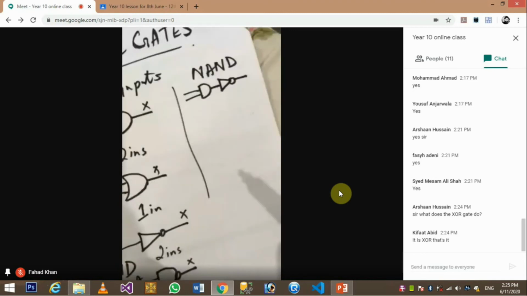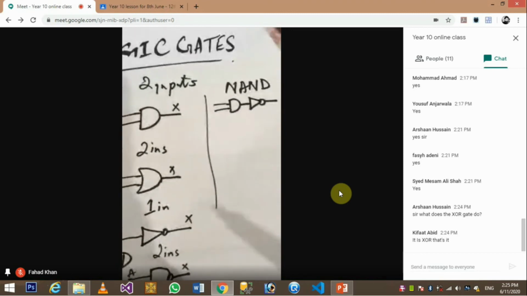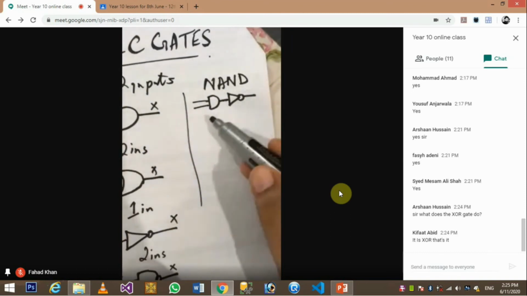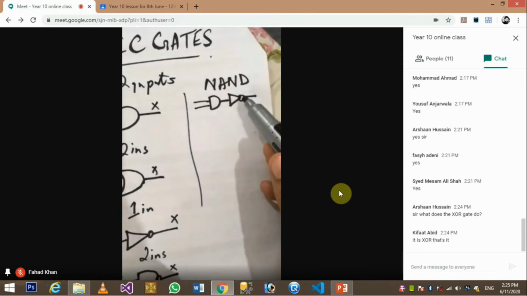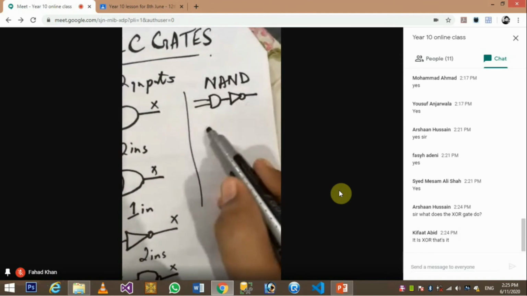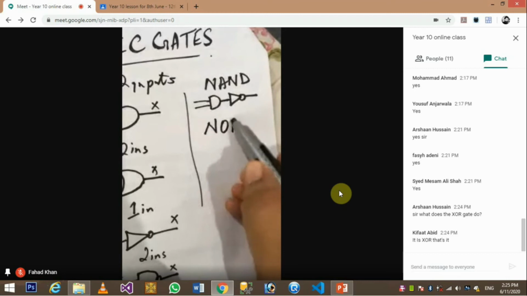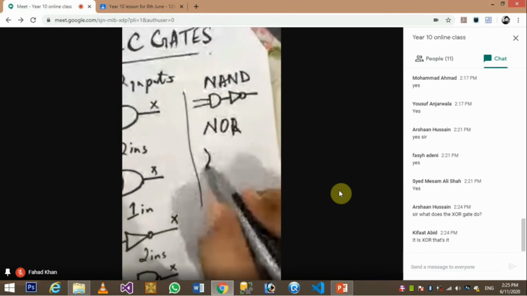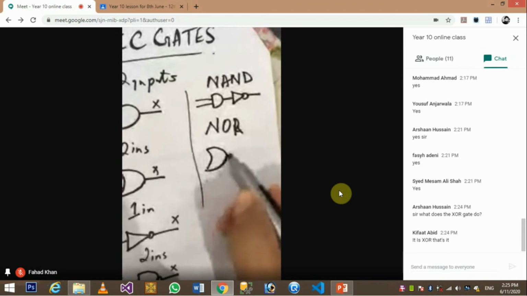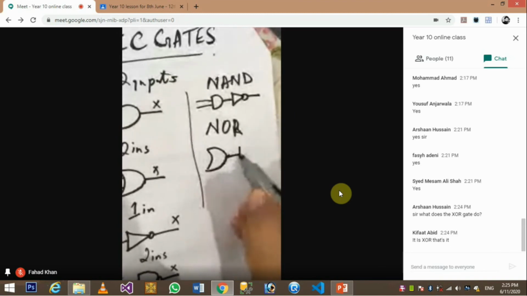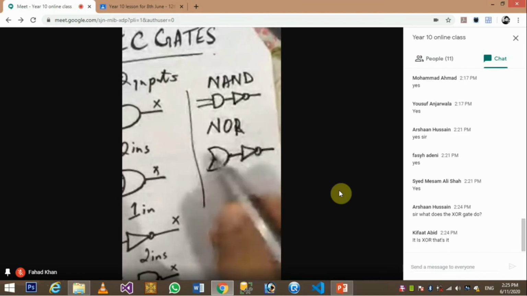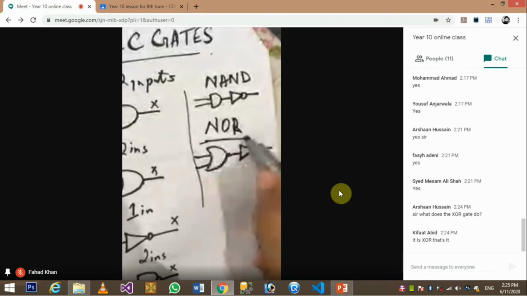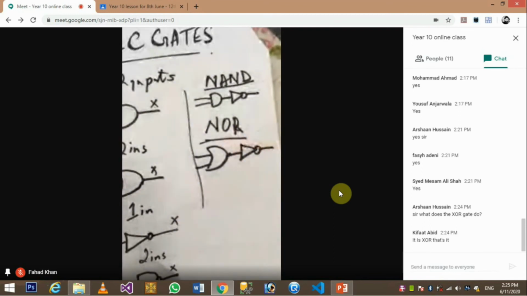And if I just split that NAND gate, you'll find one AND gate and after that one NOT gate. Similarly, going over the NOR, we have one OR gate and a NOT gate connected to it, with two inputs and one output. That's the NOR gate. That's the NAND gate.